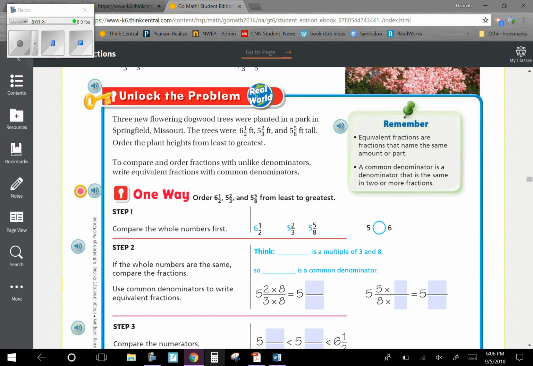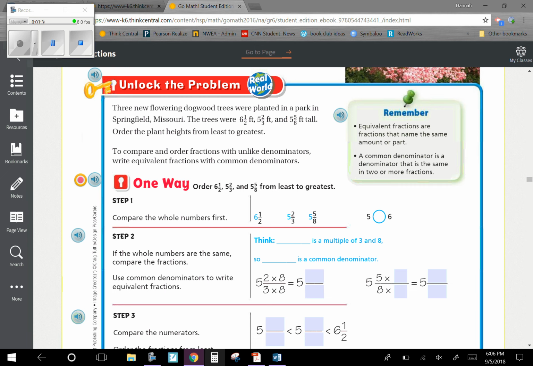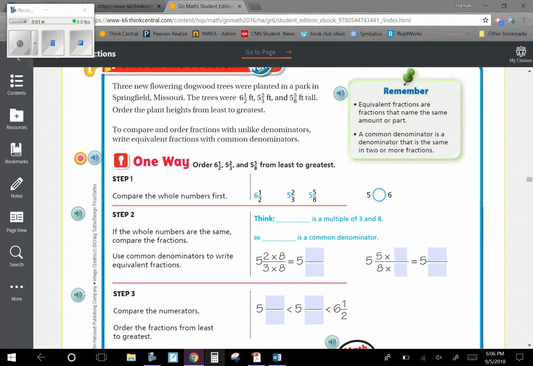Let's look at unlock the problem. It says 3 new flowering dogwood trees were planted in a park in Springfield, Missouri. The trees were 6 1/2 feet, 5 2/3 feet, and 5 5/8 feet tall. Order the plant heights from least to greatest. So to compare and order fractions with unlike denominators, we need to write equivalent fractions with common denominators.